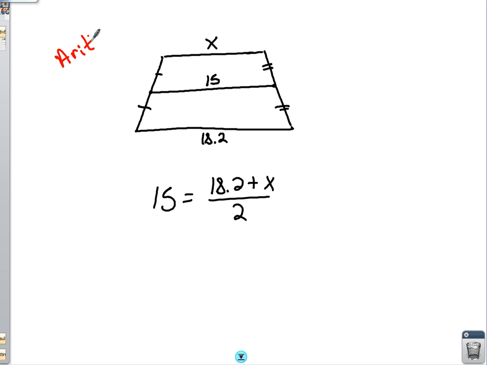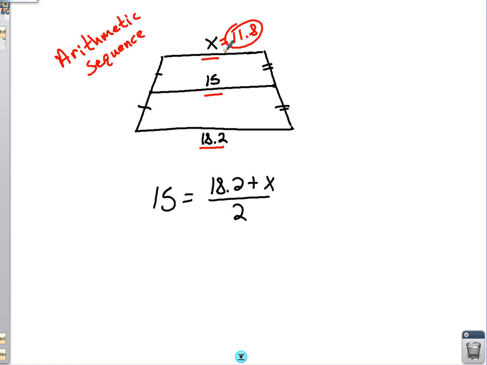I just want to throw this word out there again. You've got an arithmetic sequence here. 18.2, 15, blank. Okay, you're counting down. To go from 18.2 to 15, you're subtracting how much? Good, so do it again and you get 11.8. Subtract 3.2, subtract 3.2, 11.8 should be your answer.